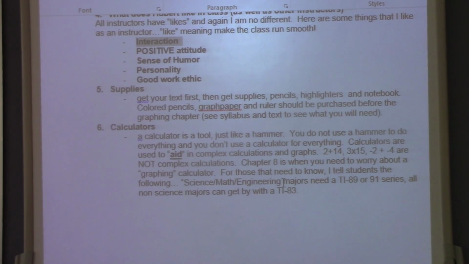Calculators. This is a 120 class. We did not need calculators until chapter 3, and you can get by with a TI-30, I think. It suggests TI-83. Now, if you have a Droid, you can go to the Play Store and search for Wabbit EMU. Wabbit, W-A-B-B-I-T, like Wesley Wabbit. Wabbit EMU, one word. And you can download an app that looks like the TI-83 for your calculator.